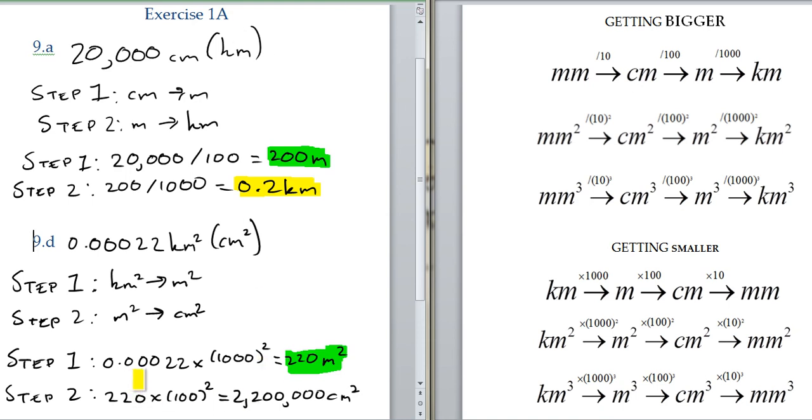So from 0.00022 kilometers squared into centimeters squared, we get an answer of 2.2 million, or 2,200,000 centimeters squared.